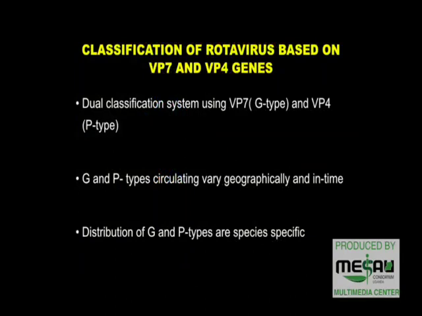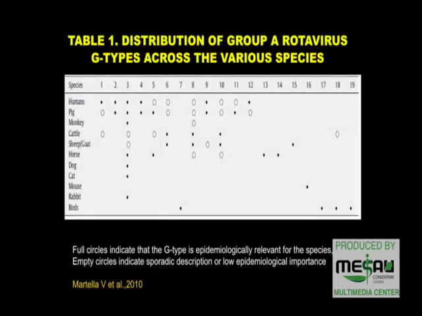This classification of rotaviruses using VP7 and VP4, the outer layer, classifies them into either G-type or P-type, and the circulation varies geographically and also in time. This distribution is also species-specific. What do I mean? If you look at the G-types, for example, in humans, the most common G-types are 1, 2, 3, 4, and 9, and 12. And these ones are rarely seen, and these ones are not seen.